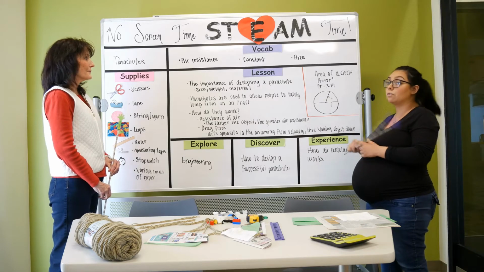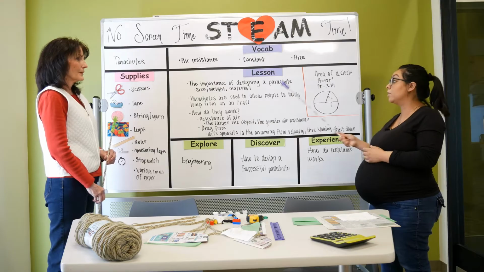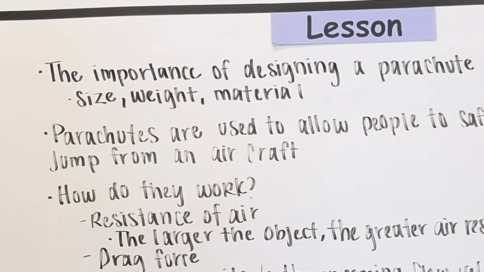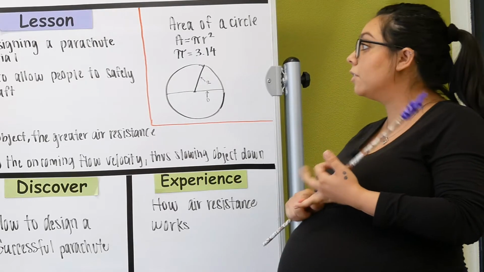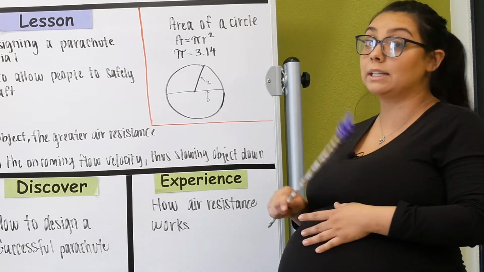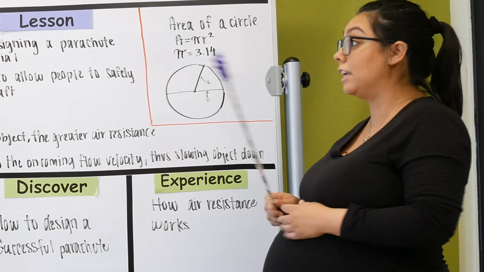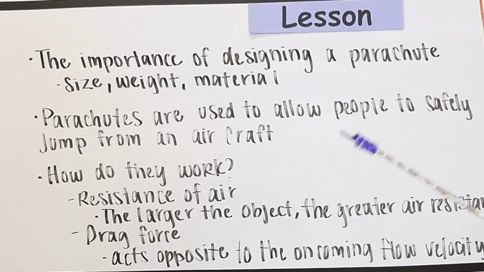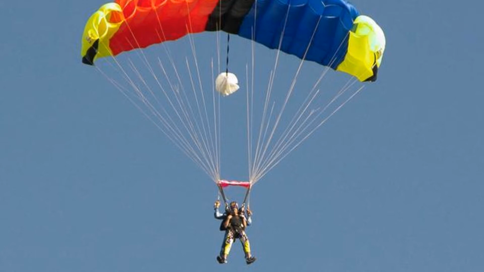Okay. All right, and then for today, during our activity, we're going to learn the importance of designing a parachute: the size, the material, the shape, the weight. Those are all going to be really important because someone's life depends on their parachute working if they're jumping out of a plane. So parachutes are used to allow people to safely jump from an aircraft.